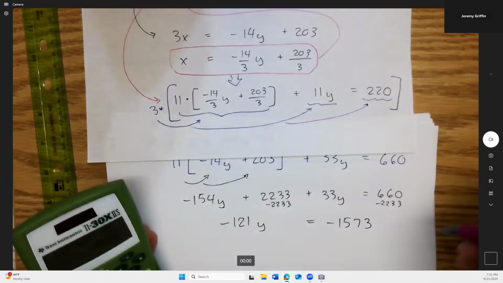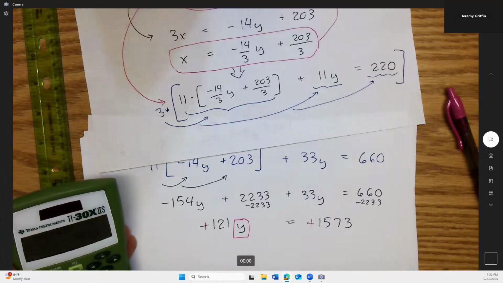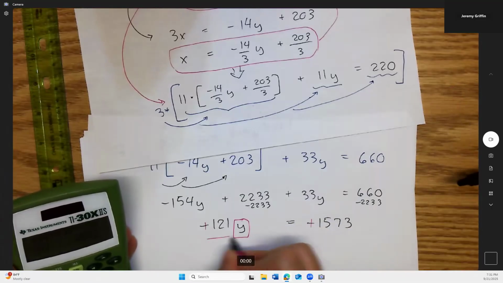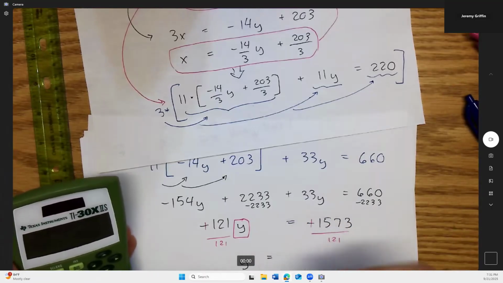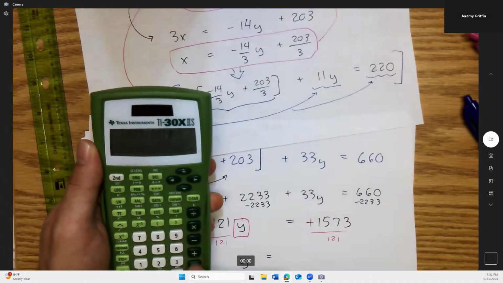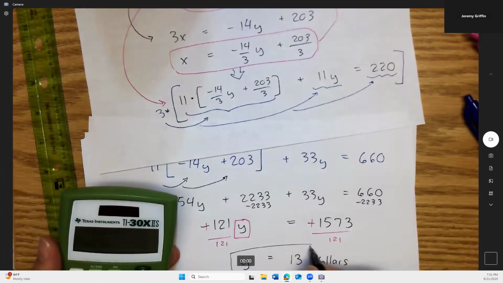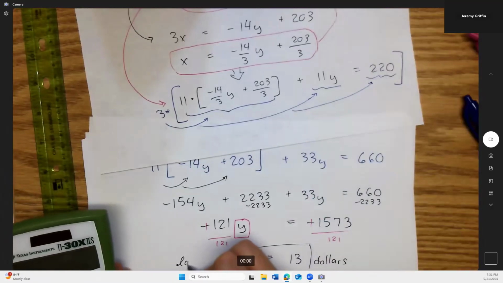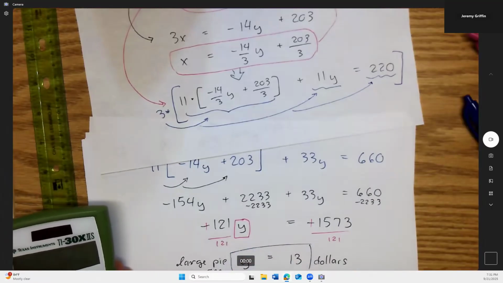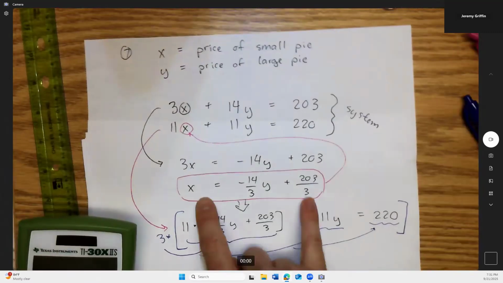Now, since both sides are negative, I can drop the negative. Now I have a y with an expression. Just divide both sides by 121. Come on, nice number. 1573 over 121. Oh yeah, 13, as in $13, isn't it? Because remember, it was a price value. So I know it's $13 for a large pie. This is the large pie price, cost, whatever you say. $13.